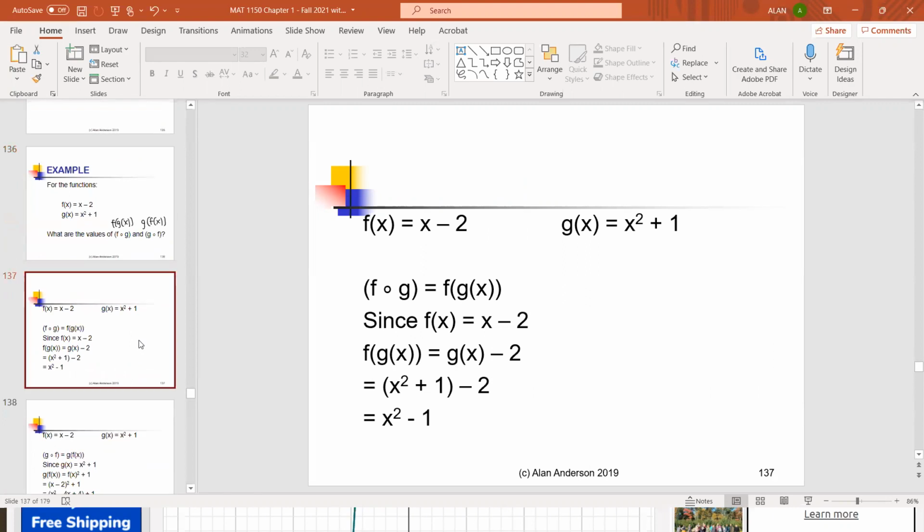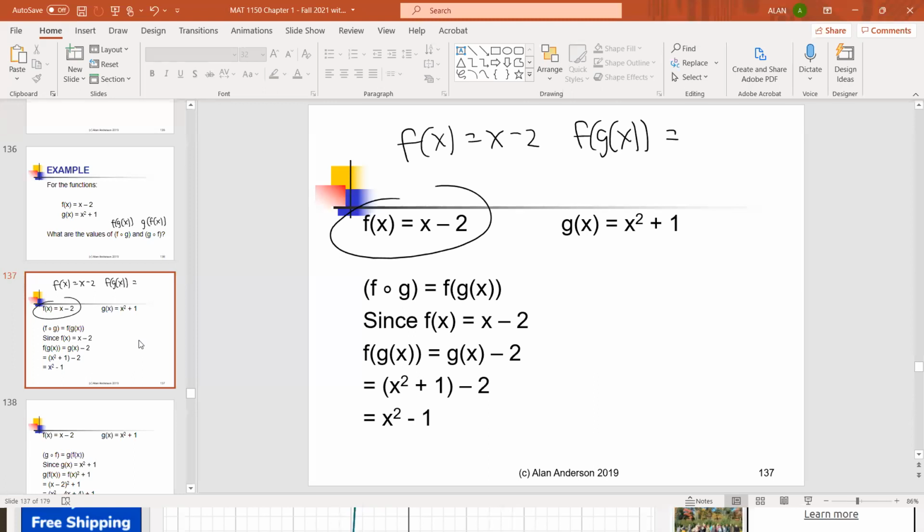So here's what you have to think of. f of x is x minus 2. That implies that f of g of x means I'm taking every x and replacing it with g of x. It's no different when you think about it than f of 3. You're replacing all the x's with 3's. Now you're replacing the x's with g of x.